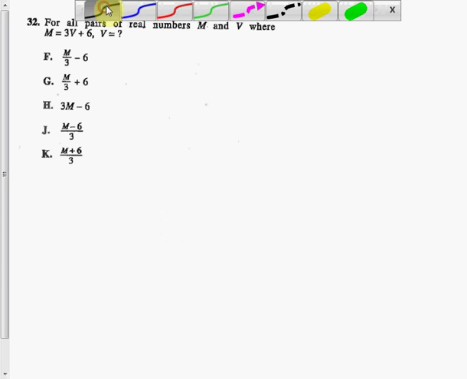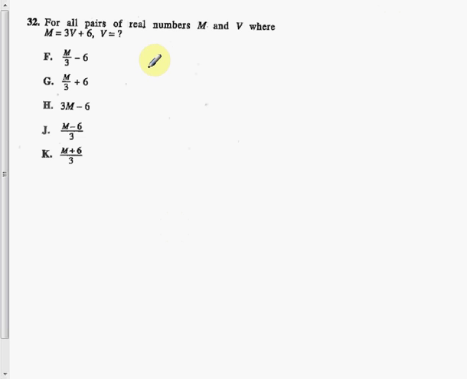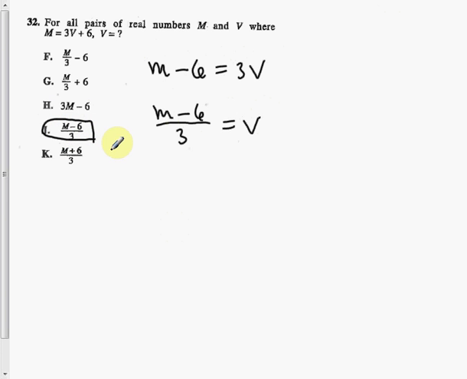And so here, what that looks like is m minus 6 is equal to 3v, and then dividing by 3, we get m minus 6 all over 3 is equal to v, and so m minus 6 all over 3 is right there. Typically, you could go further, but the answer in its simplified form is not given. That would be m over 3 minus 2. So what's given is j.